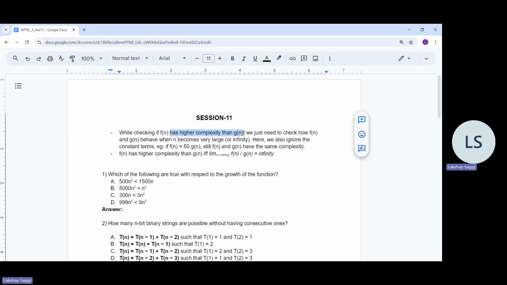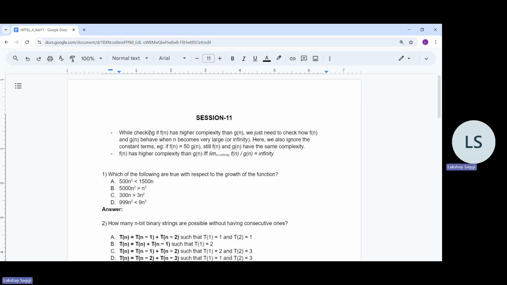To check if a function f of n has higher complexity than a function g of n, we just need to check how f of n and g of n behave when n becomes very large. So when n tends to infinity, we need to check how f of n and g of n behave. And since n becomes very large, we tend to ignore the constant terms. So for example, even if we have something like f of n is equal to 50 times g of n, we still ignore this constant term and we will say that f of n and g of n actually have the same complexity. They don't have different complexities; if f of n is some constant times g of n, then they have the same complexity.